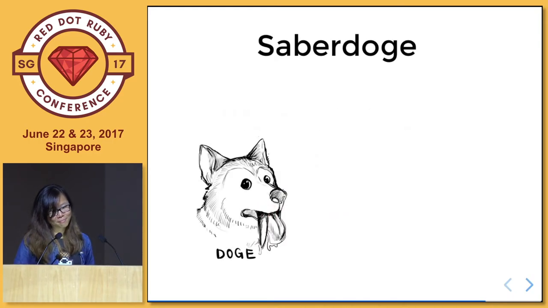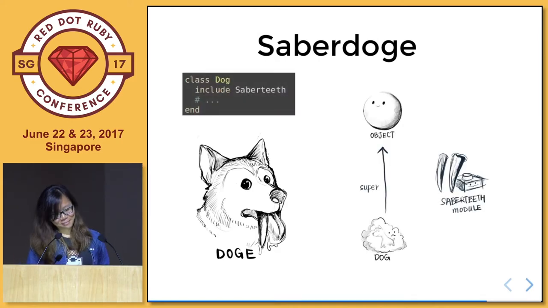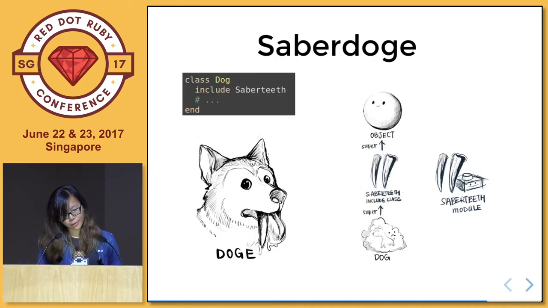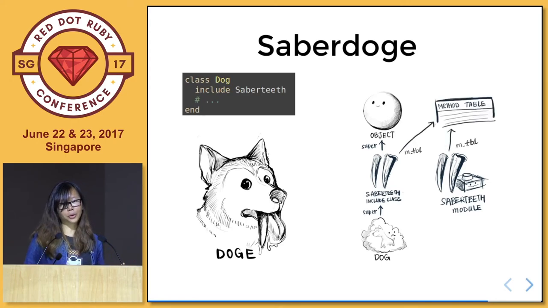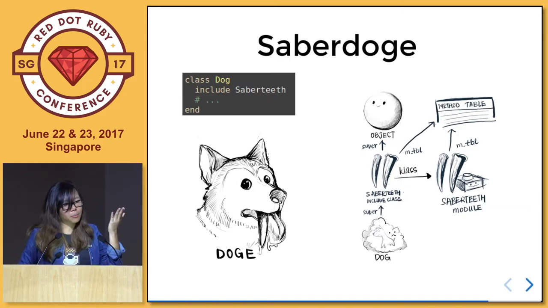I want to give Doge some saber teeth. Okay. So I include the saber teeth module in the dog class. What happens when I do this is that Ruby creates a special kind of class called an include class and inserts it into our inheritance chain just like so. And the special thing about this include class is that it actually shares the same method table as our module. And in this way, method dispatch just works like normal, right? We just go up the inheritance chain.